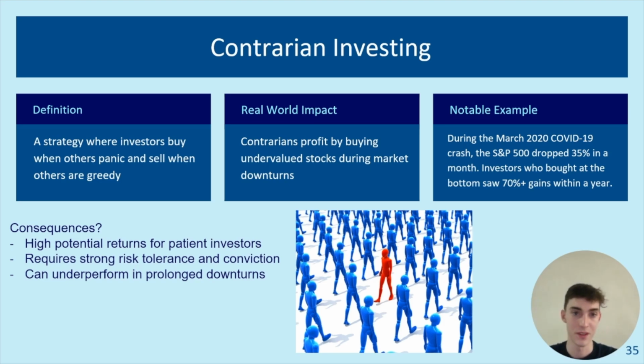A great example is March 2020, when the S&P 500 dropped by 35% in a month. Many sold in fear, but contrarian investors who bought saw 70+% gains in a year. The consequences: contrarian investing can lead to high returns, but it also requires patience and strong risk tolerance.